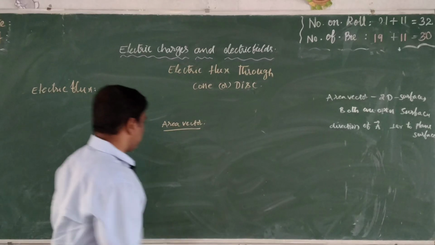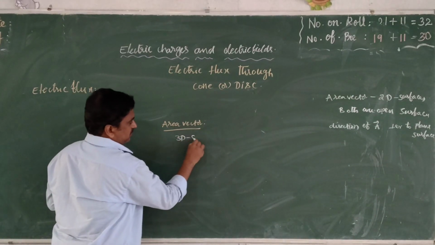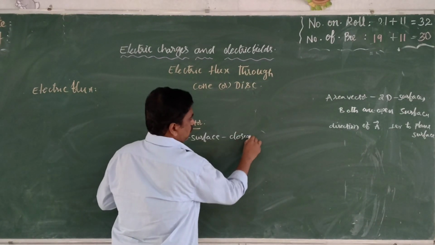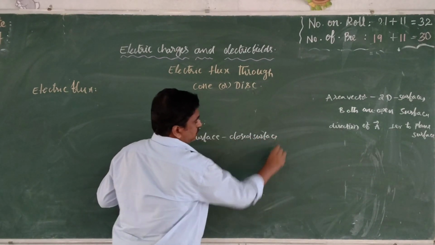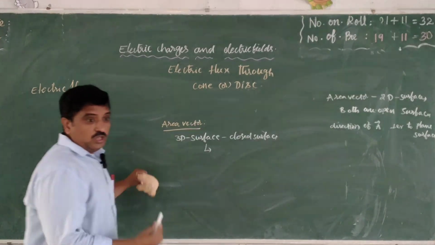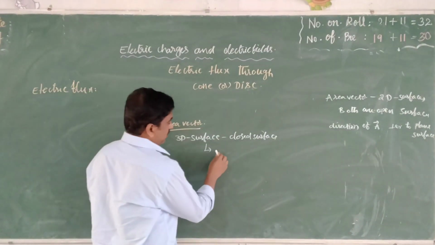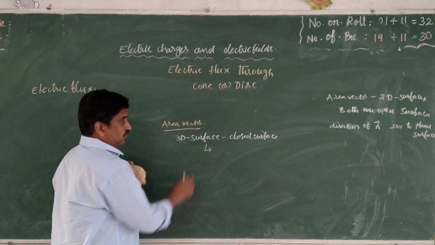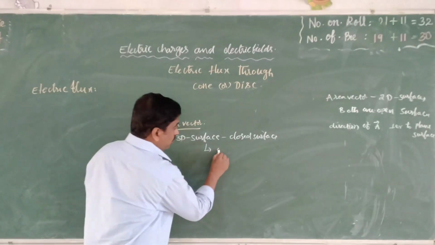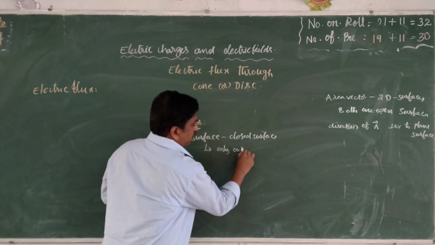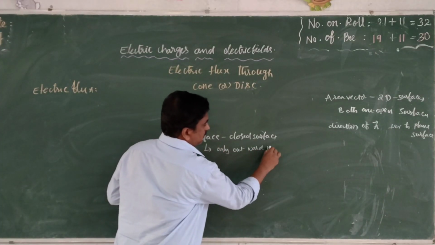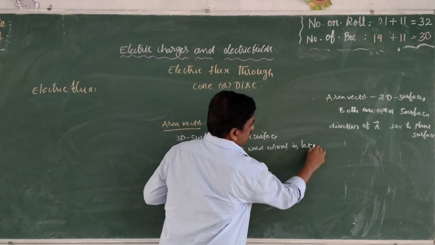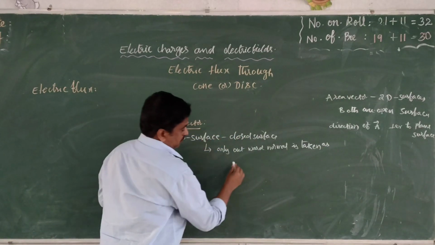For example, 3D surfaces, or closed surfaces. For this closed surface, only the outward normal is considered as the area vector. For closed surfaces, only the outward normal is taken as the area vector.